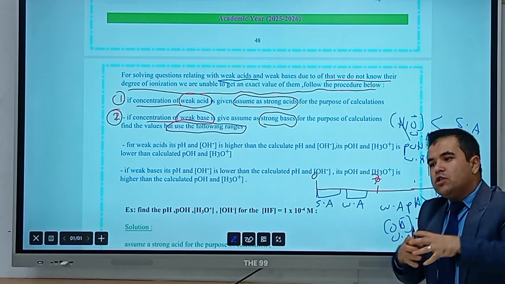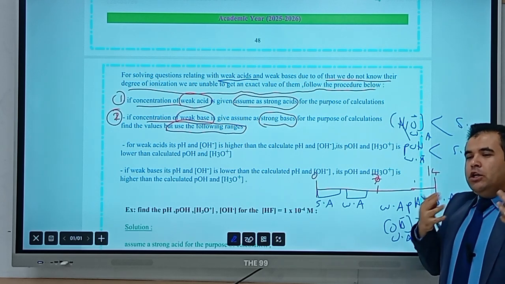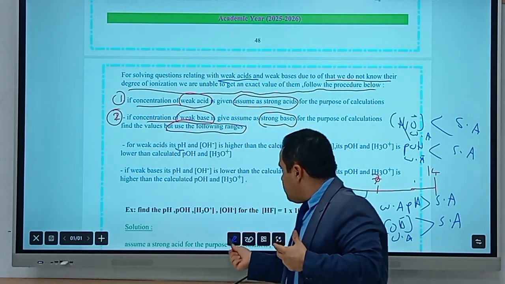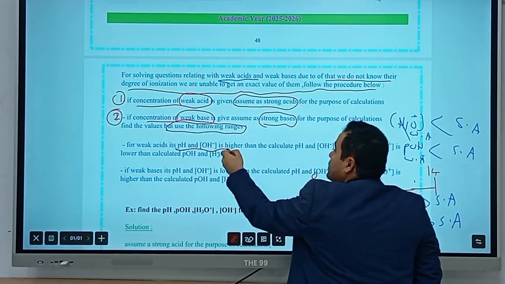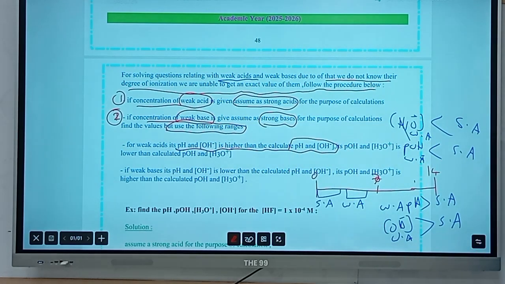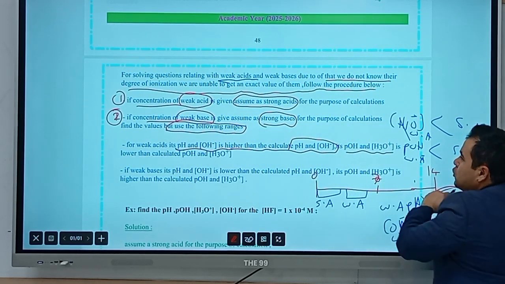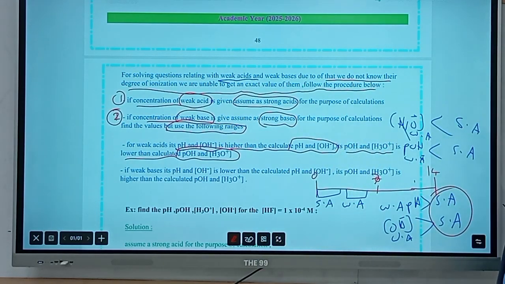We assume it as a strong acid, we derive or calculate the values as for the strong, but later we have to use the ranges of values as this. For the weak acids, guys, you have to use this technique. The pH and hydroxide of the weak acid are higher than the values calculated for the strong, which we assumed. But the pOH and hydronium are lower than the calculated pOH and hydronium.